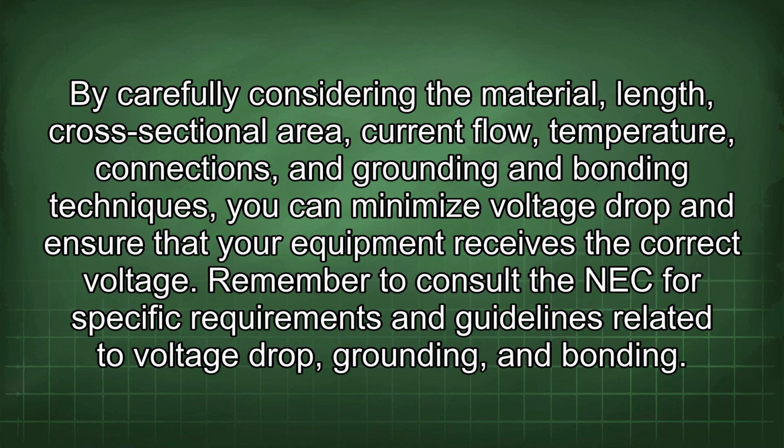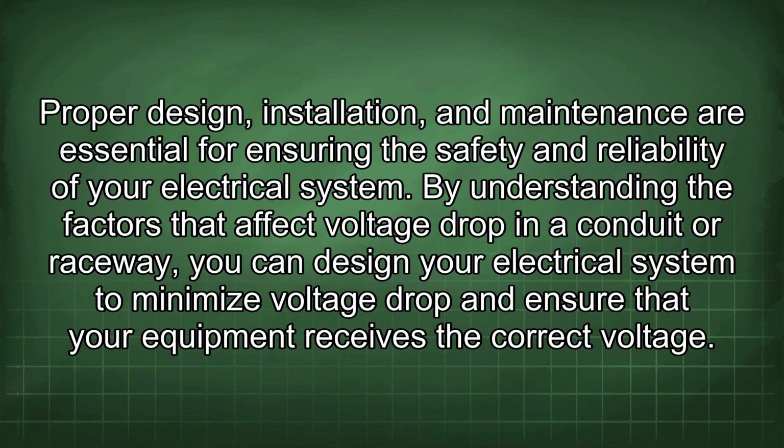By carefully considering the material, length, cross-sectional area, current flow, temperature, connections, and grounding and bonding techniques, you can minimize voltage drop and ensure that your equipment receives the correct voltage. Remember to consult the NEC for specific requirements and guidelines related to voltage drop, grounding, and bonding. Proper design, installation, and maintenance are essential for ensuring the safety and reliability of your electrical system.